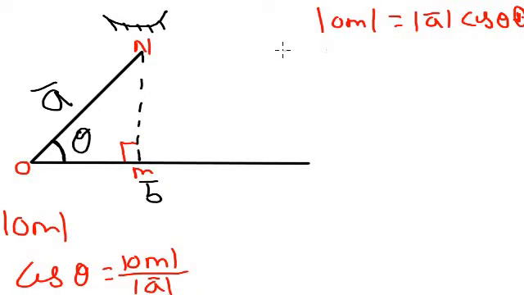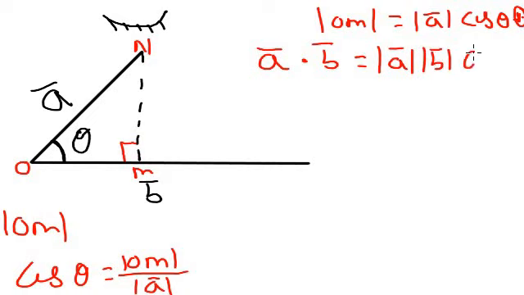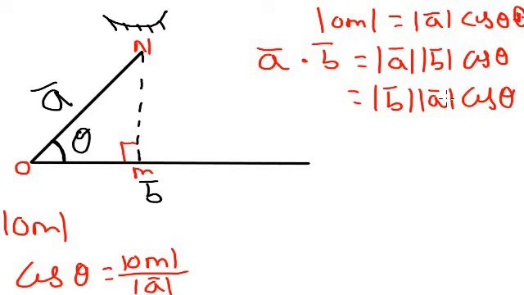Now let's recall what says the dot product of two vectors. If we find the dot product of the two vectors A and B, this is simply the same as the magnitude of A multiplied by the magnitude of B, then multiplied by the cosine of angle theta. The expression at the right hand side can be rearranged as the magnitude of vector B multiplied by the magnitude of vector A multiplied by the cosine of angle theta.